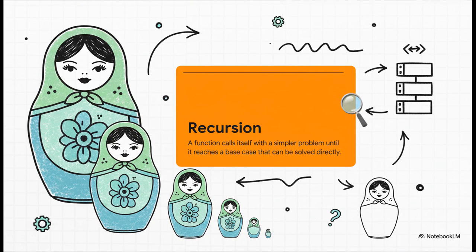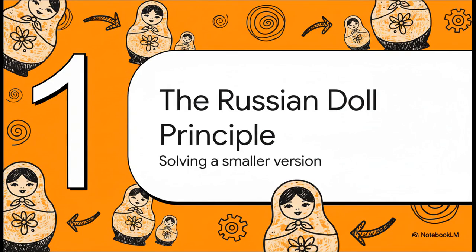Okay, so here's the more formal definition. Recursion is just a problem-solving technique where a function calls itself, but with a simpler version of the original problem. And it keeps doing this over and over until it hits what we call a base case. That's our final little nesting doll, the point where the problem is so simple it can be solved instantly. So yeah, let's really dig into this Russian doll principle. It's all about solving a big, complicated problem by first solving a smaller, identical version of it.